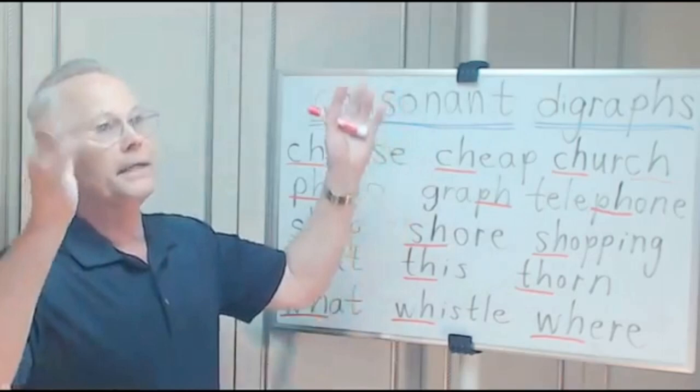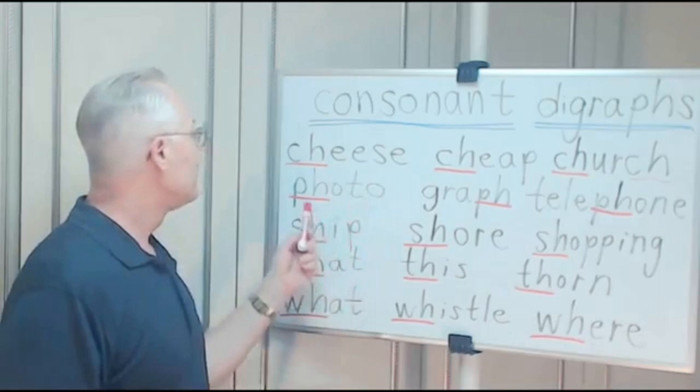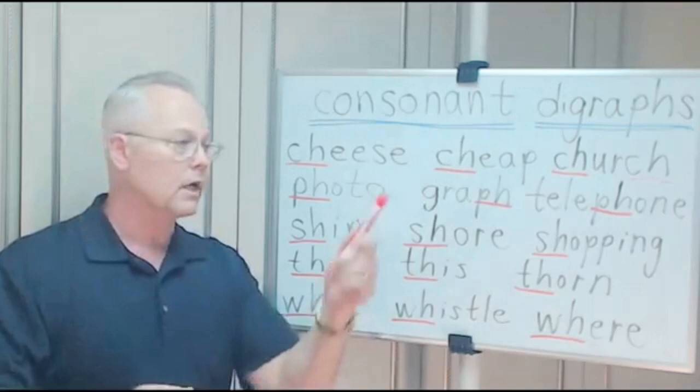Church. We have PH, fa, O, the long O, and toe, photo, a photo. Take a picture of something and we say you have a photo of it. Maybe you have a photo album. You have photos on Facebook. We call them images now too.